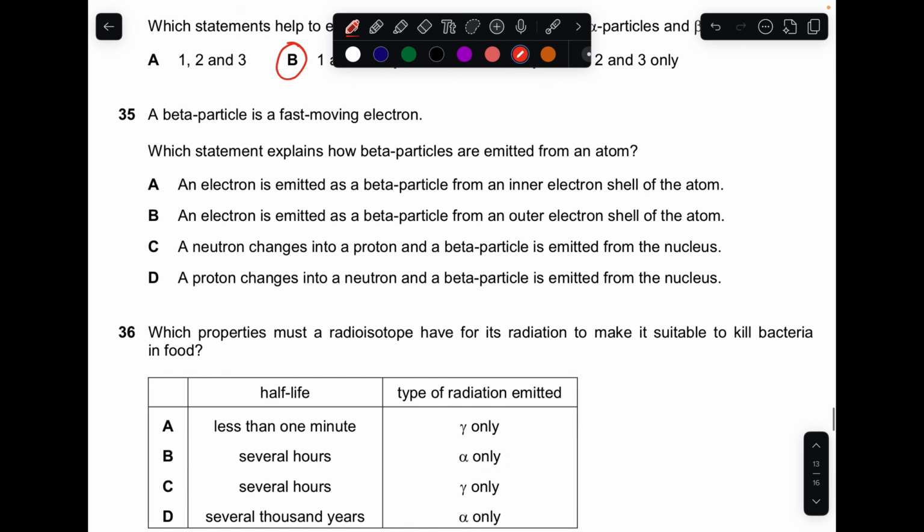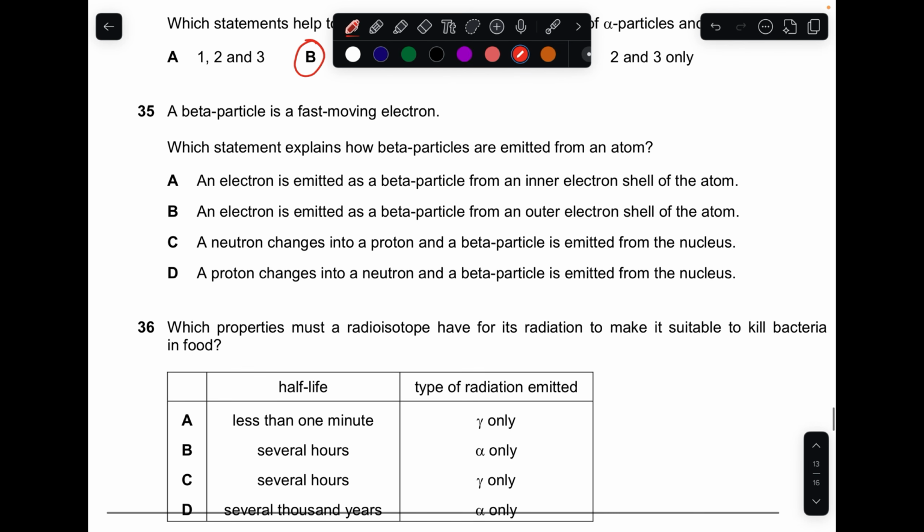In 35, a beta particle is a fast moving electron. Which statement explains how beta particles are emitted from an atom? So beta particles are emitted when the neutron splits into a proton and a beta particle. Okay, it's option C.